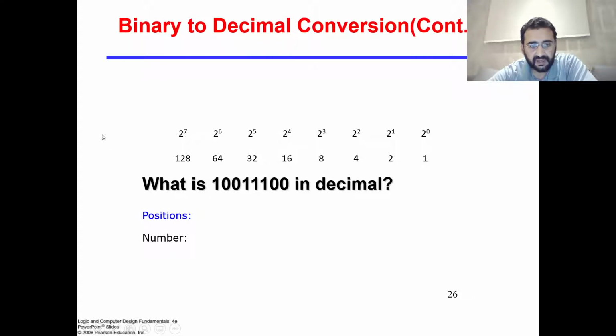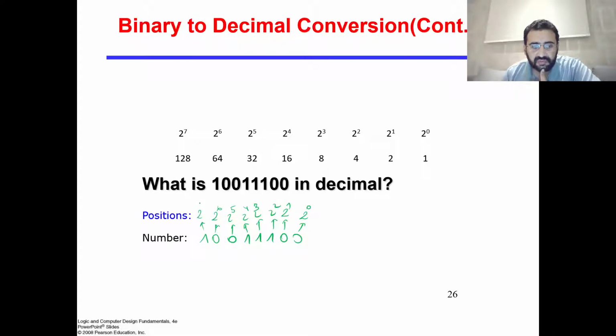So here we have another example. What is 100111000 in decimal? So here we have 100111000. This digit here is at position 0, so it has the weight of 2 to the power of 0. This has the weight of 2 to the power of 1, 2 to the power of 2, 2 to the power of 3, 2 to the power of 4, 2 to the power of 5, 2 to the power of 6, and finally 2 to the power of 7.